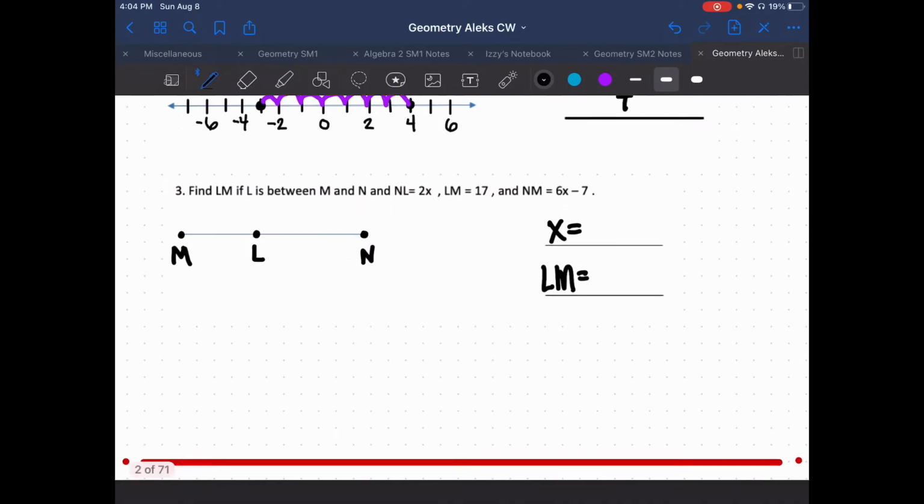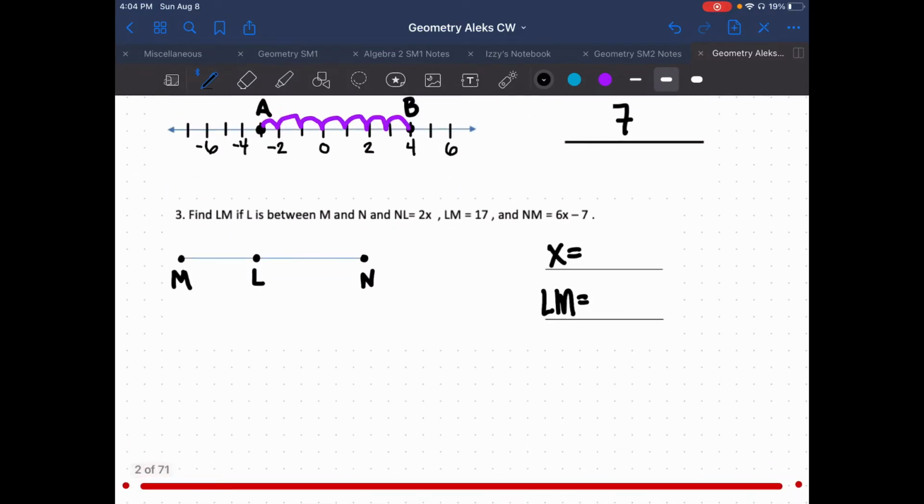All right, question number 3 looks very much like question number 1. So find LM if L is between M and N, and notice the pictures provided for you. Let's go ahead and start filling it out. NL is 2x, so find those two letters and put that between them. LM is 17, and NM is 6x minus 7, all the way across the top.